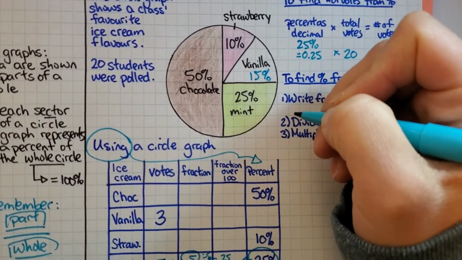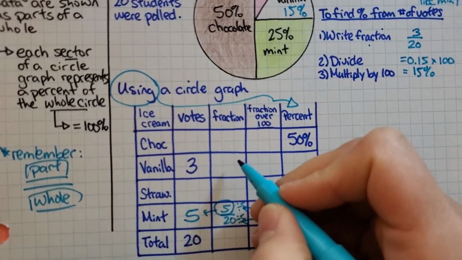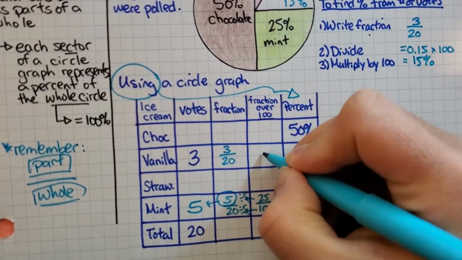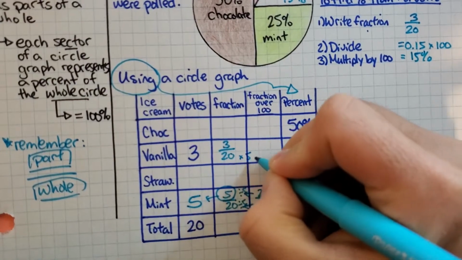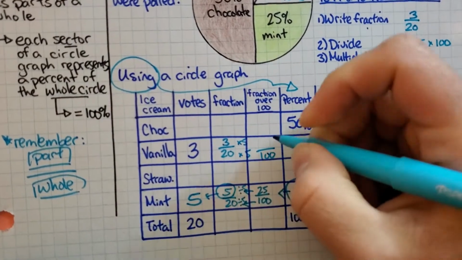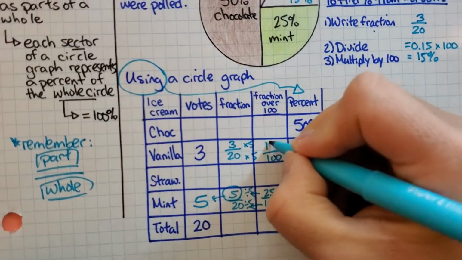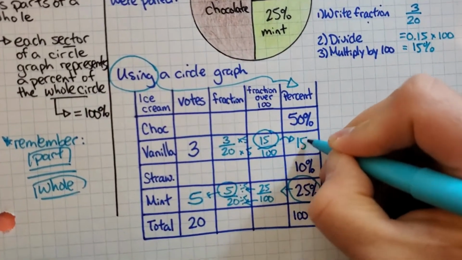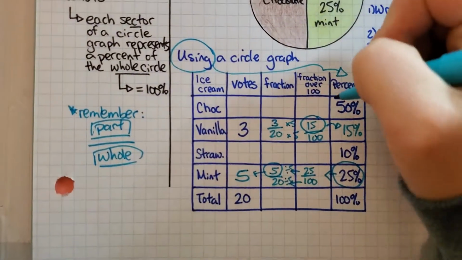All right, that's one way. Another way, go down to this chart again. We take our votes. We take our fraction, part of the whole, make it over 100, multiply by 5, 20 times 5, that's 100. Same, whatever we do to the top, we do to the bottom. Whatever we do to the bottom, we do to the top. Same. 15 over 100, take that top number, get our 15%.